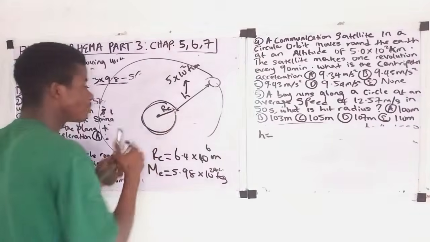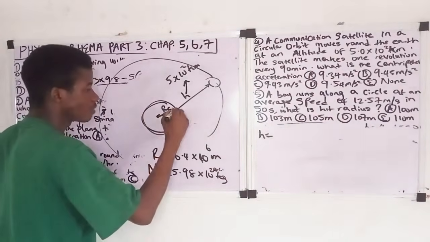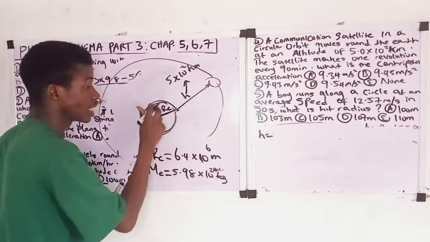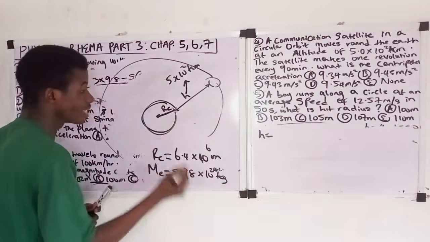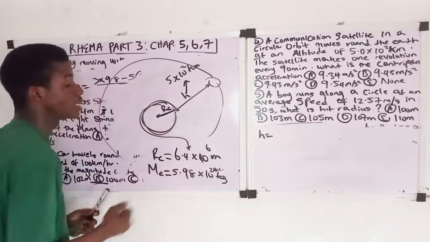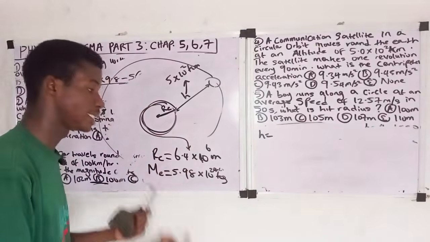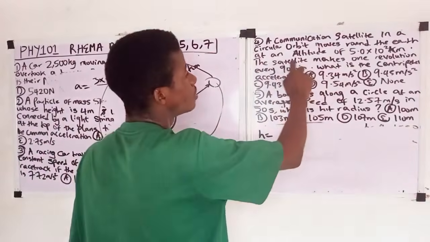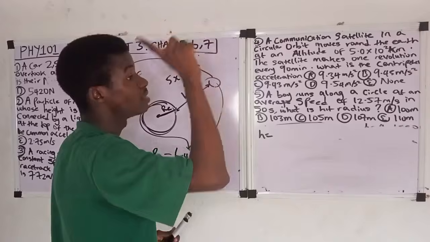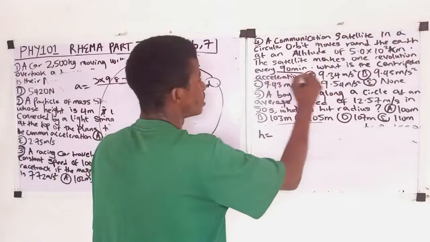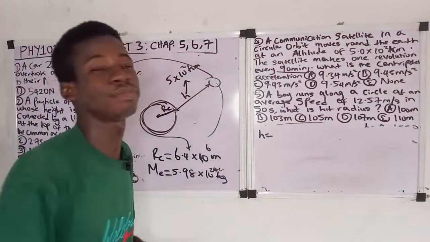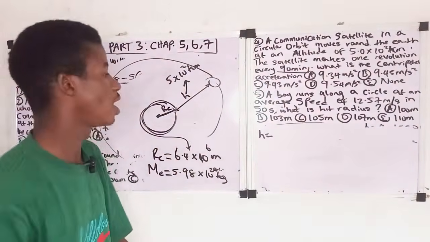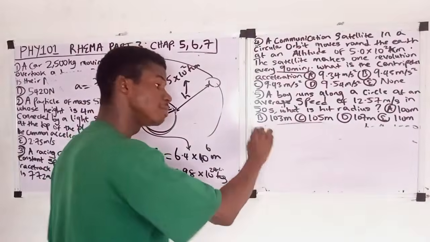Now the distance from the center of the Earth to the surface of the Earth is known as the radius of the Earth, right? Yes. And the radius of the Earth is 6.4 times 10 raised to the power 6, right? Yes. Now let's continue. They said the satellite makes one revolution every 90 minutes. Okay, what is the centripetal acceleration? It's very easy, the same thing we did just now.